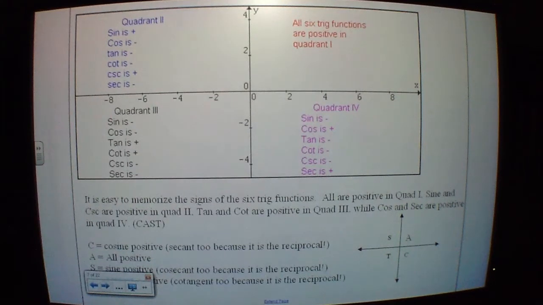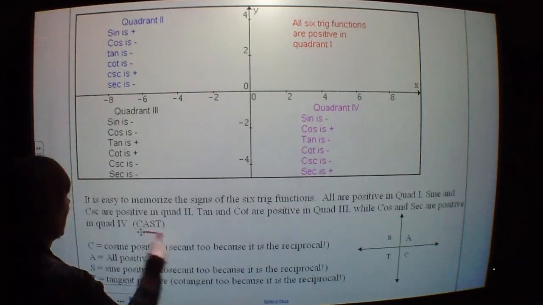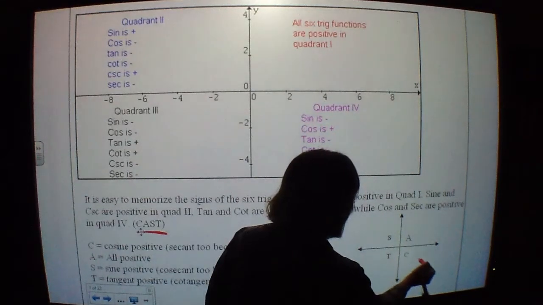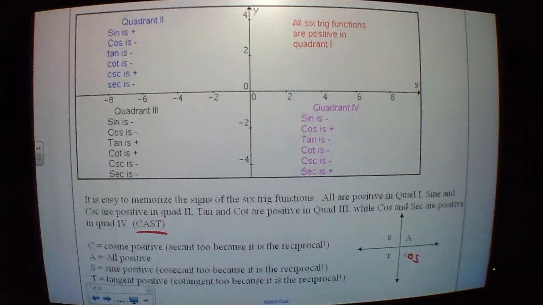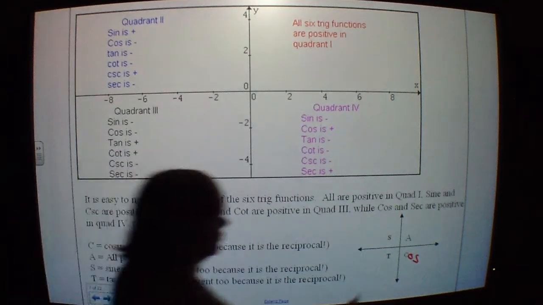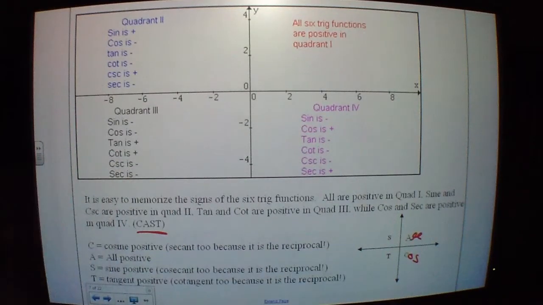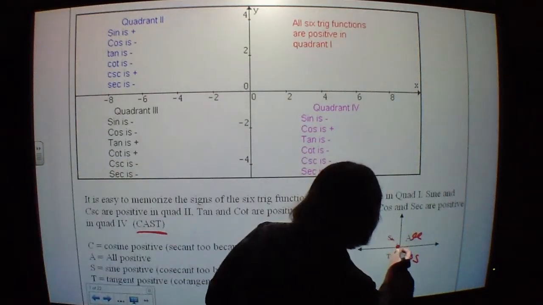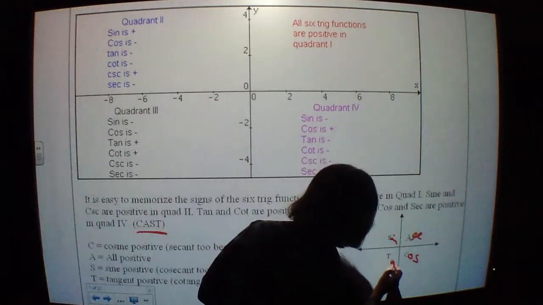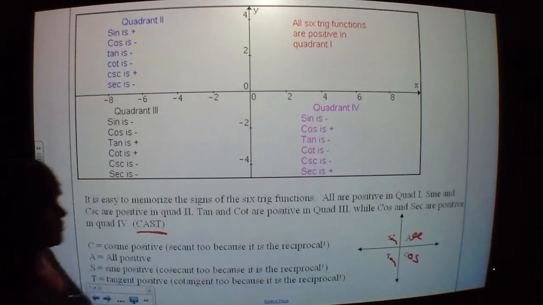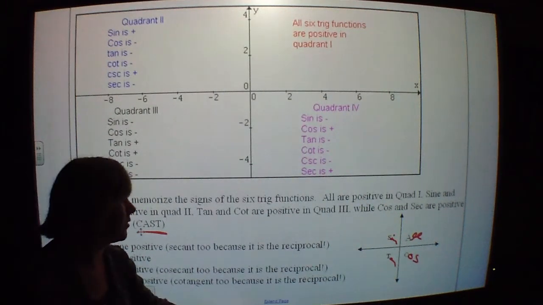Sometimes people like mnemonics to remember where things are positive, where things are negative. There are different things that you might want to remember. You can remember the word CAST, C-A-S-T, but starting in the fourth quadrant. C stands for cosine. So cosine and its reciprocal are positive in the fourth quadrant. A stands for all. All are positive. S stands for sine. Sine and its reciprocal are positive in the second quadrant. And T, tangent. Tangent and its reciprocal are positive in the third quadrant. That's one way you can remember it.